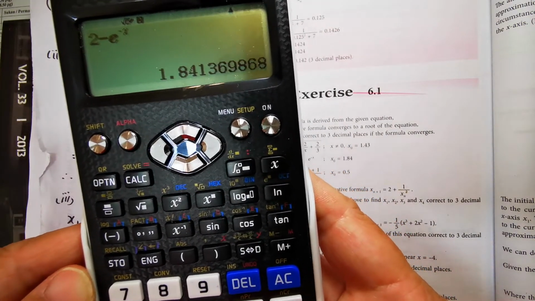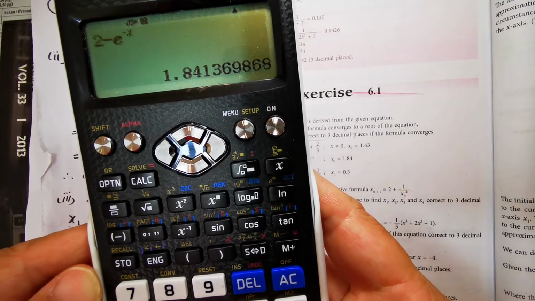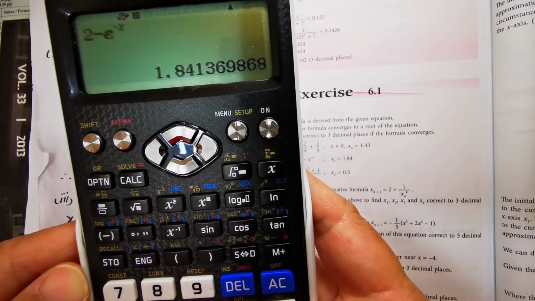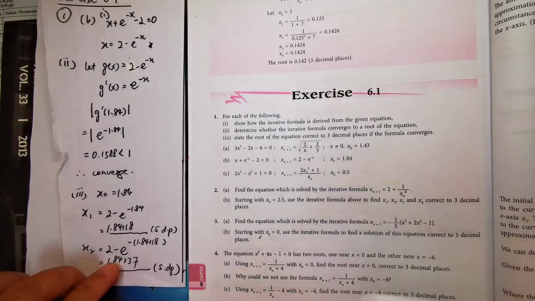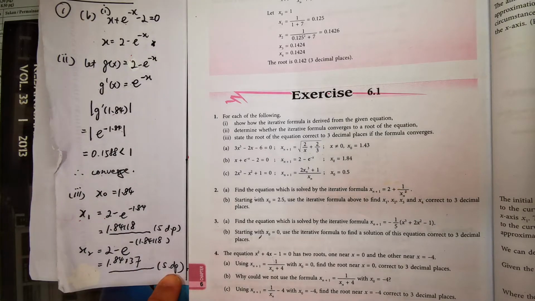1.84137, because it's 1369, right? So when you convert to 5 decimal places, it's 1.84137. Alright, 5 decimal places.